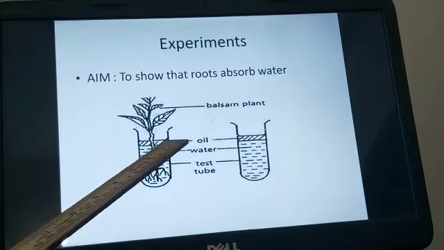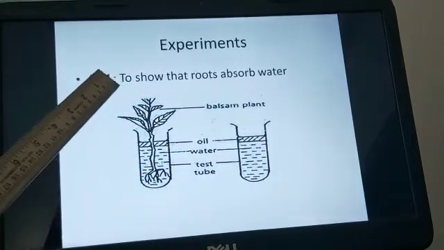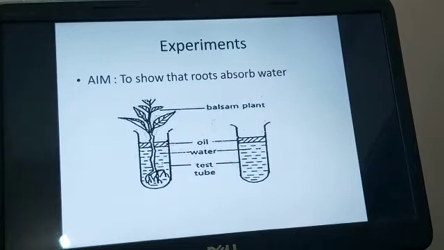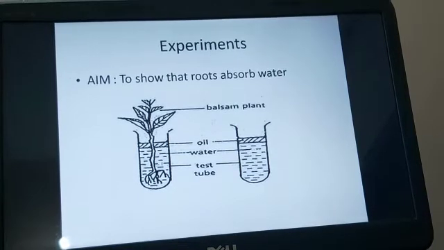Now what you have to do is keep these tubes under sunlight for some time. Now after some time, what would be your observation? Just think about it, children. After some time, when you keep this under the sun, what would your observation be? Okay, let me just explain this here.